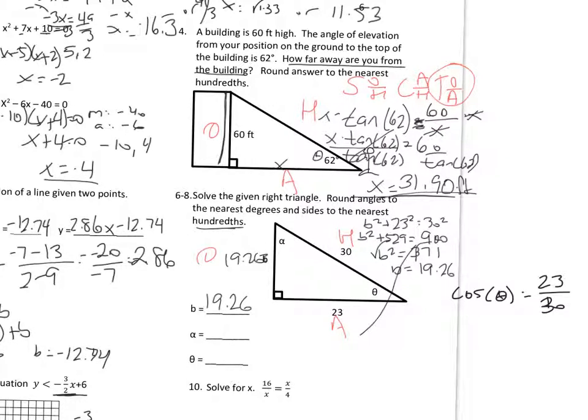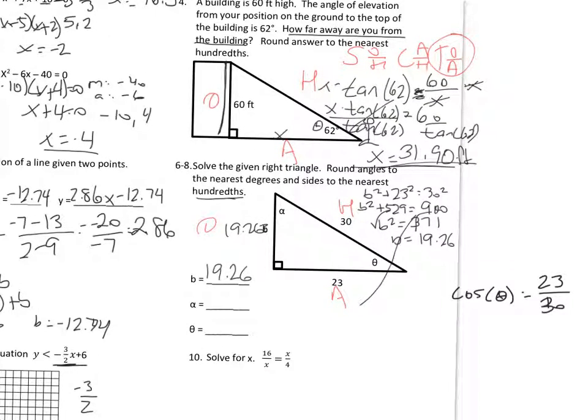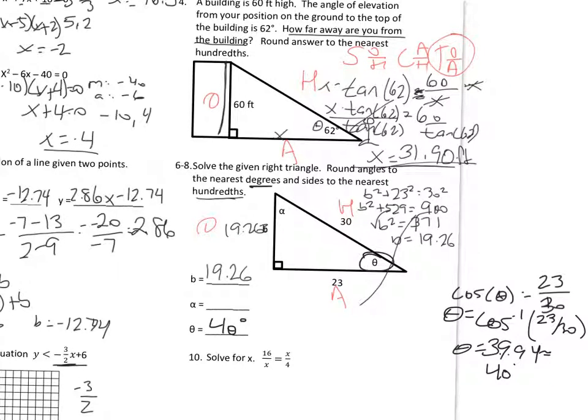Remember, whenever we're solving for an angle, we have to use inverse trig. So what you're going to plug into your calculator is cosine inverse, that's second cosine, of 23 divided by 30. If you do that, we get 39.94, but remember it says round to the nearest degrees, so 39.94 can be rounded to 40 degrees. So that's my theta. Make sure you remember which angle we're talking about.